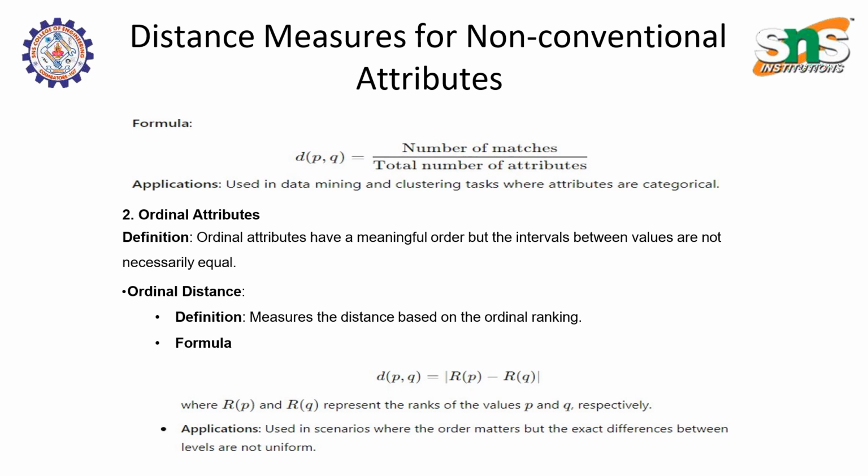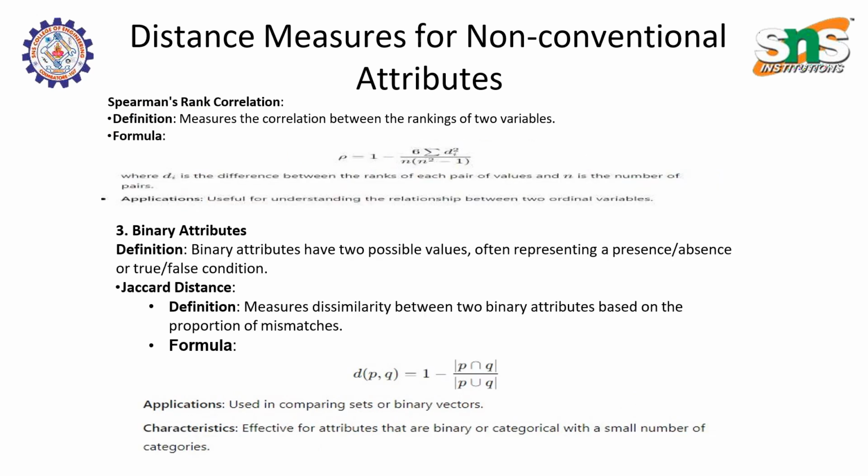Applications are used in scenarios where the order matters but the exact differences between levels are not uniform. Next one is Spearman rank correlation. It measures the correlation between the rankings of two variables. Next one is binary attribute. Binary attributes have two possible values, often representing a presence or absence, or a true or false condition. Jaccard distance measures dissimilarity between two binary attributes based on the proportion of mismatches. It is used in comparing sets or binary vectors, and is effective for attributes that are binary or categorical with a small number of categories.